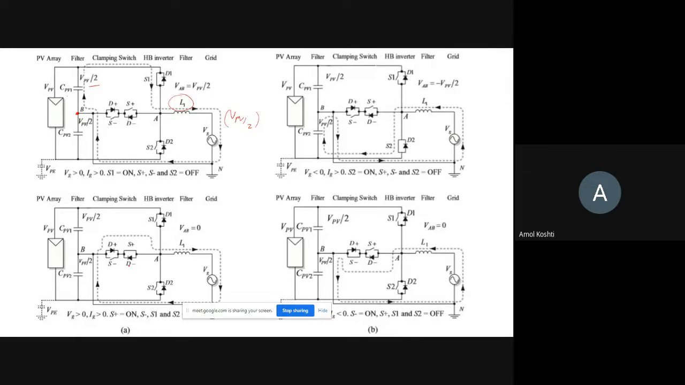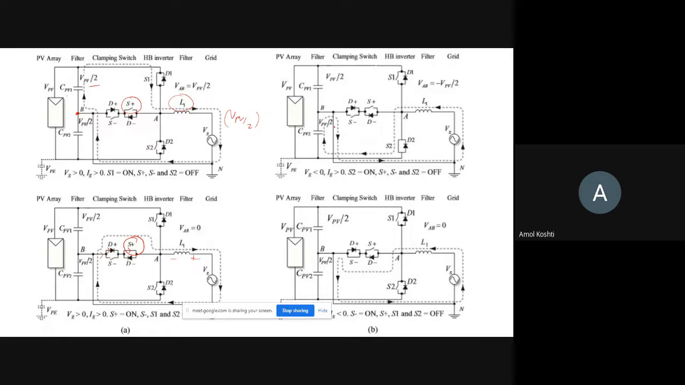If you see here, they have turned on this S plus switch. Only S plus is turned on, and this D plus is on by default. Because the inductor is charged, current will flow and D plus is forward biased. So current through this D plus will flow through this S plus, and through this path the inductor filter will discharge.